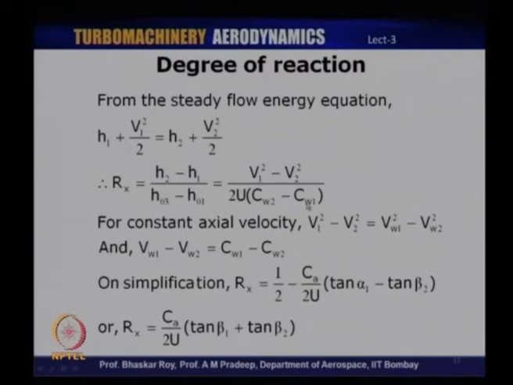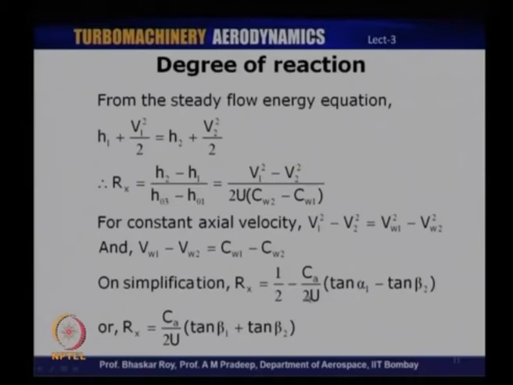So, if we assume that the axial velocity is constant in a stage, then V1 square minus V2 square can be equated to Vw1 square minus Vw2 square, and we also know that Vw1 minus Vw2 is equal to Cw1 minus Cw2, assuming that axial velocity remains the same in the stage. If we substitute all this in the degree of reaction expression, we get the degree of reaction as 1 by 2, that is 0.5, minus Ca by 2U into tan alpha 1 minus tan beta 2, or Ca by 2U into tan beta 1 plus tan beta 2. This of course comes from the velocity triangle directly.